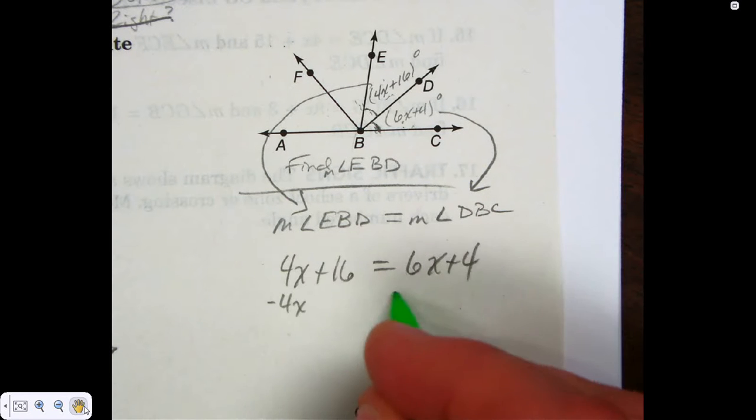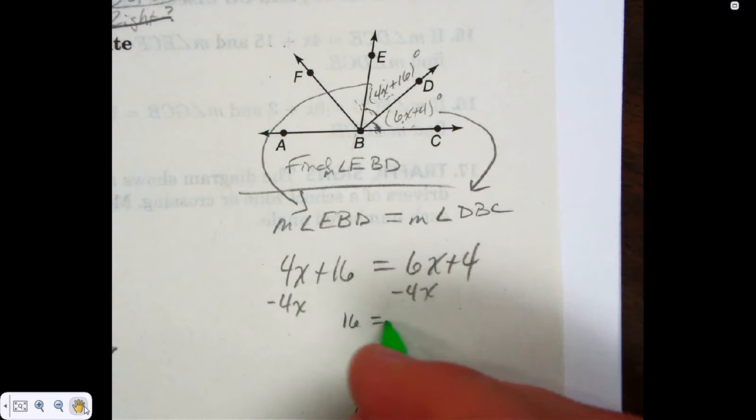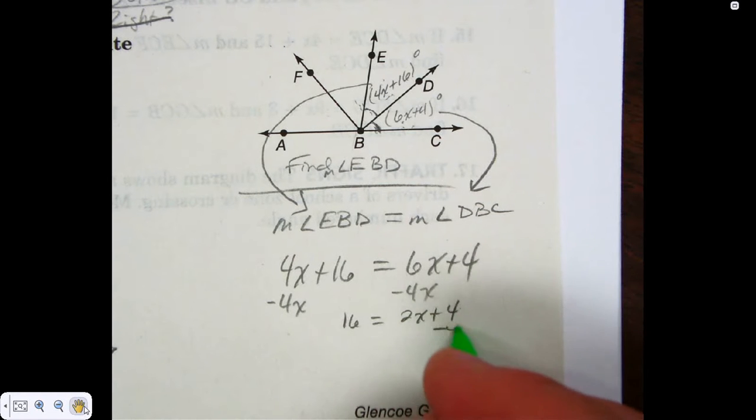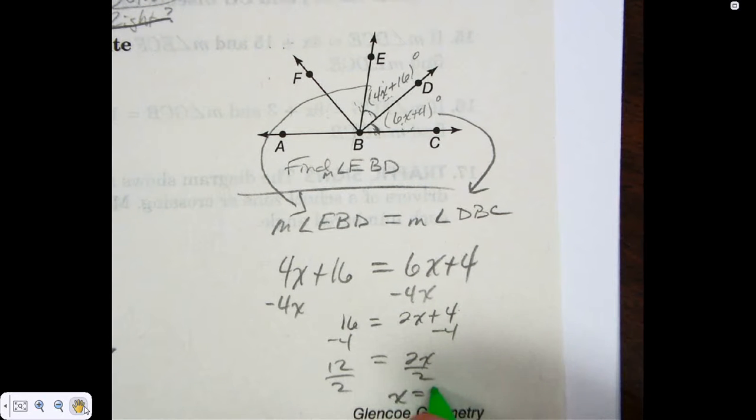I'm going to subtract 4x. I got 16 is equal to 2x plus 4. Subtract 4. 2x is equal to 12. Divide by 2. X is equal to 6. What would happen if you stopped right here? I guarantee you one of the answers on a multiple choice test will be 6. And you're not wrong. X is 6.